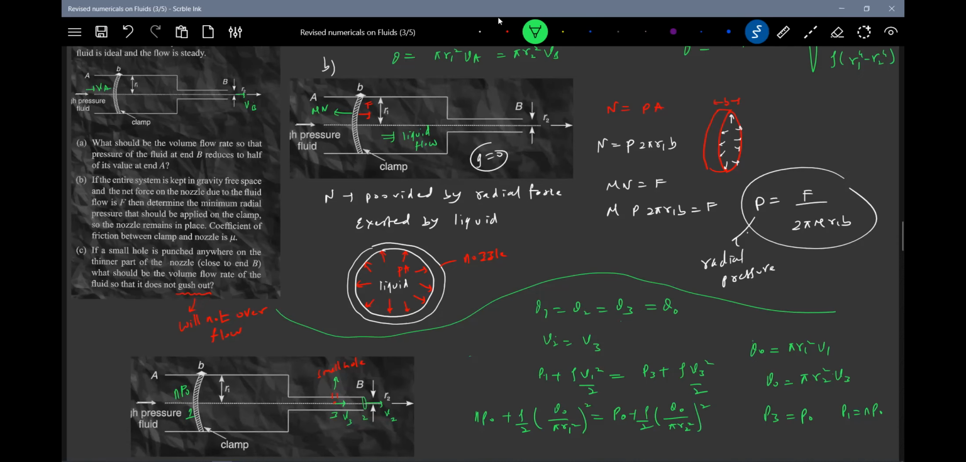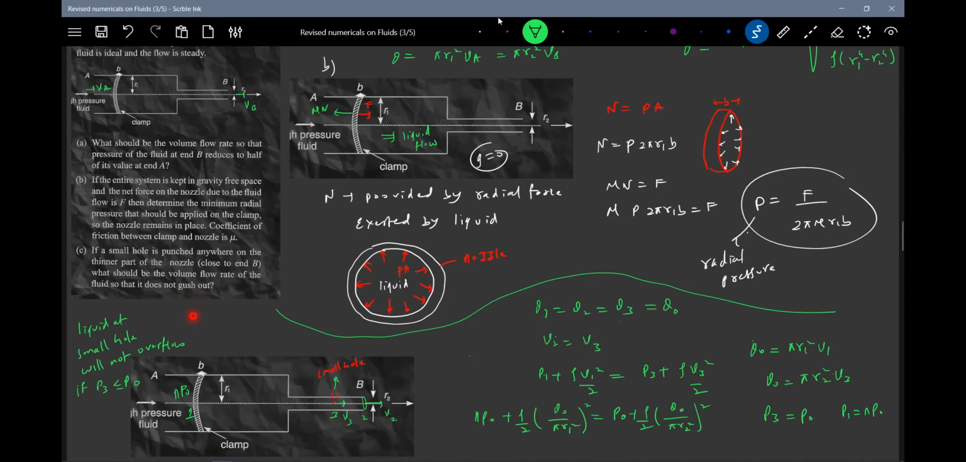Okay, I'll put a condition here. Liquid at small hole will not overflow. I think this will be a more justified statement. I'm putting it.